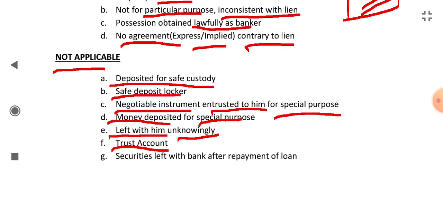Then comes trust account. There also lien cannot be taken. And the securities left with the bank after repayment of loan. Like if you have taken a gold loan and you have paid all the amount of your loan, but you have not taken back the property from the bank. It is left with the bank, and if you have any other transaction in which there is due payment, the bank cannot take the possession of the gold which was left with it for the other loan account.